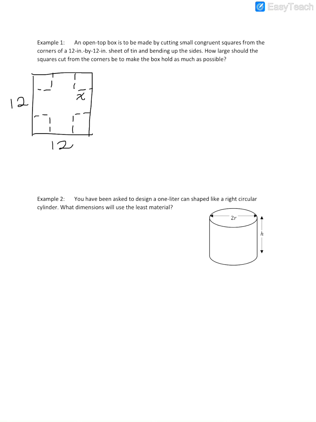Okay, what are we trying to optimize? It says the box should hold as much as possible. That means it's the volume. Okay, we're trying to maximize the volume, length times width times height. All right, so before I get started, I'm just going to draw the picture of what this would actually look like when I fold up the sides. Okay, so I'm going to have this box.